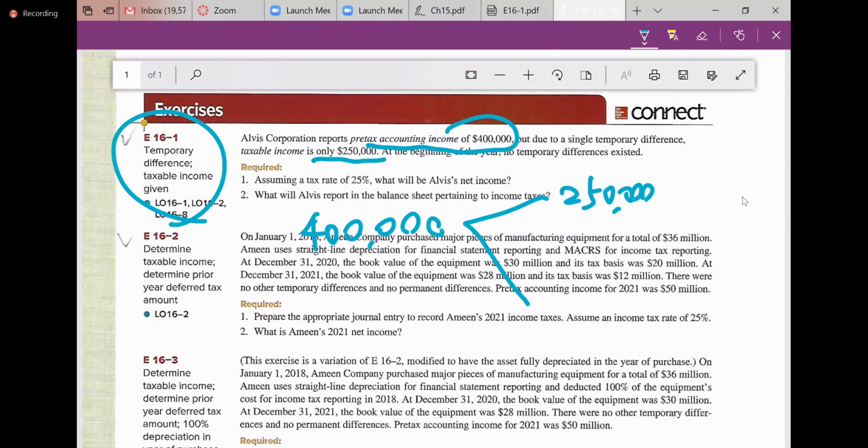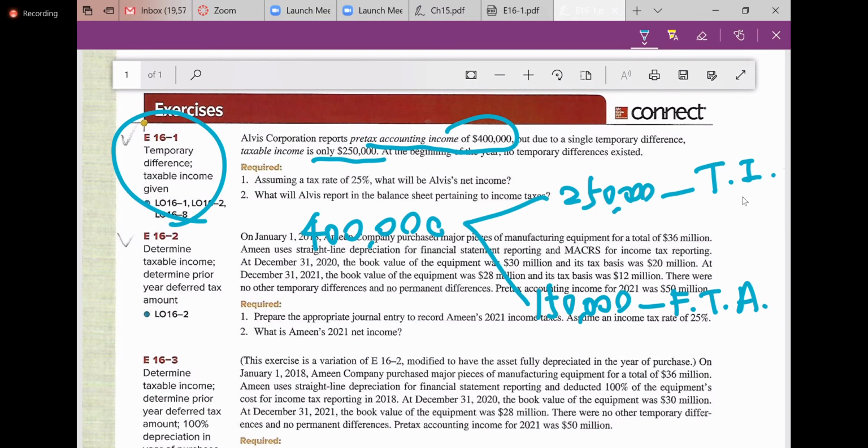But how about the remaining part? Remaining you have 150,000, right? This one is called future taxable amounts. You don't pay tax right now, but you're going to pay tax on that 150,000 in the future. So this 250 is called taxable income, because you're going to pay tax right now, this year. The tax is going to be due on March 15 next year.